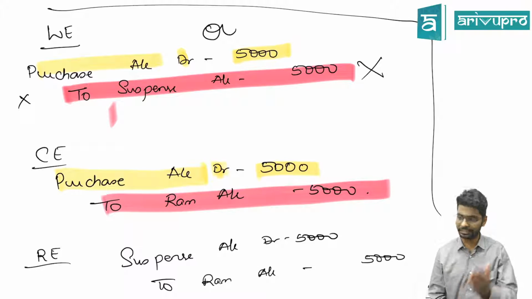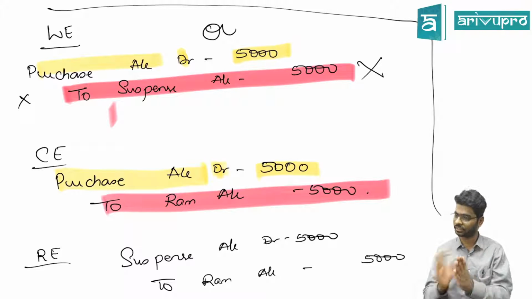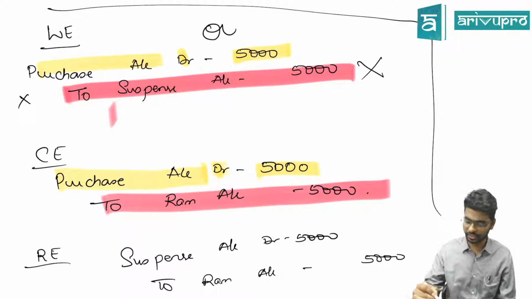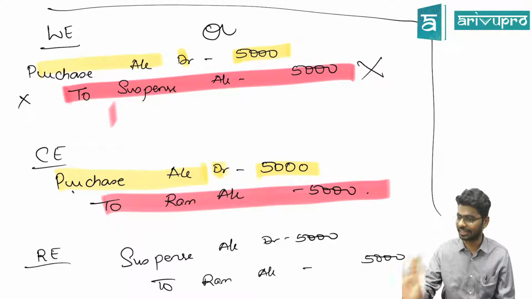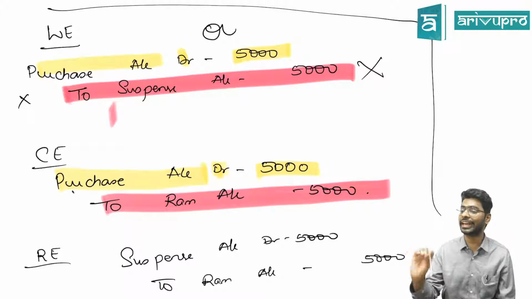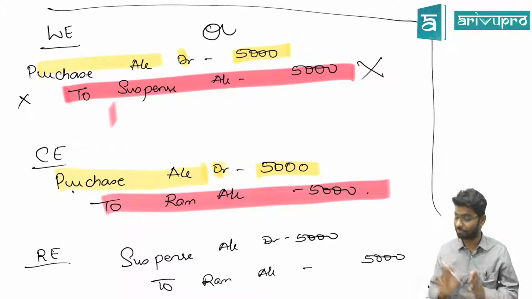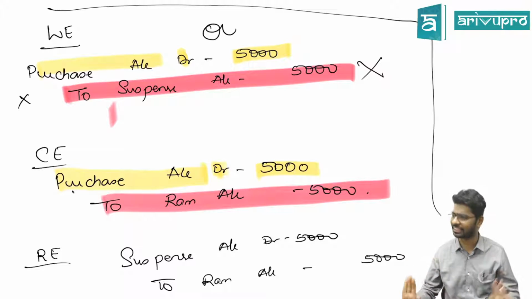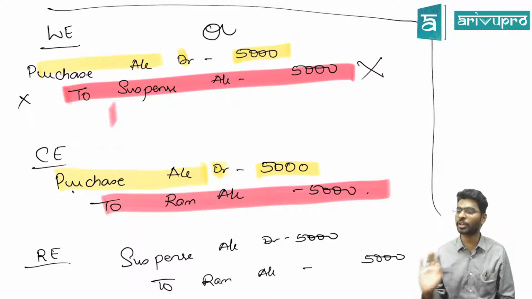Always compare your correct entry and wrong entry with debits and credits. See here, purchase account should have been correctly debited. Even in the error you have done, have you written purchase account only? That means the debit side was given proper treatment. You don't have to do anything with it. Let's come to credit. Who should have been credited? Instead of Ram, who's there?